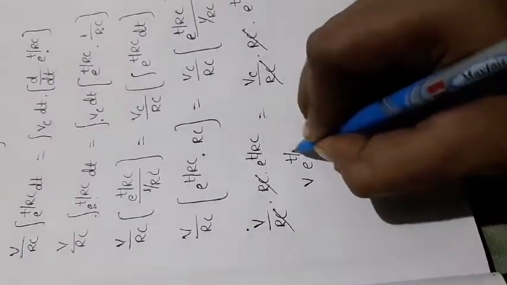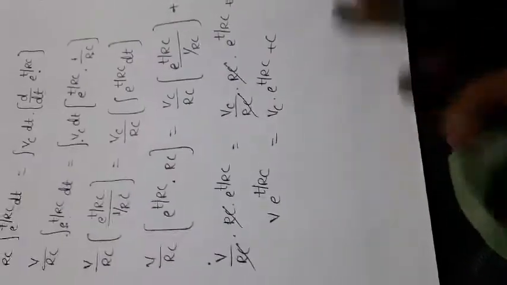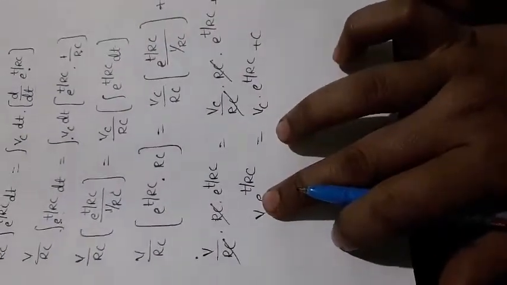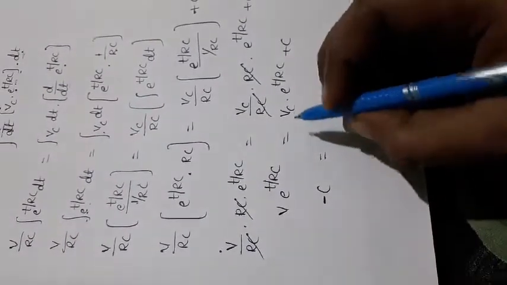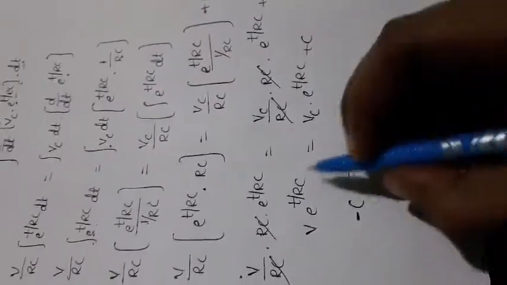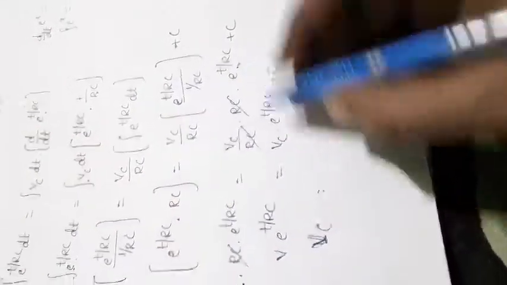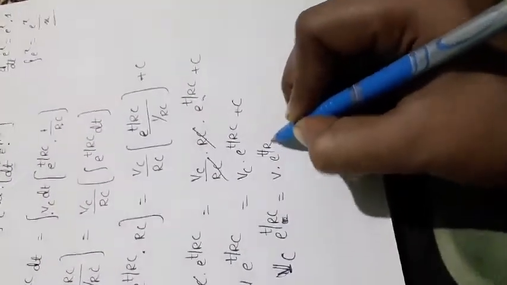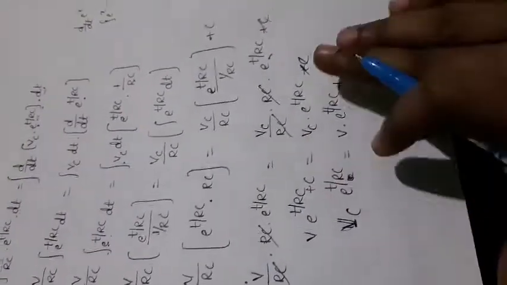Then we'll get V into e power t by Rc is equal to Vc into e power t by Rc plus C. Okay, so now this term and this term have e power t by Rc, so we'll take this term to the left side, then we'll get minus C is equal to, okay, then the equation becomes, so I will rewrite this equation as Vc into e power t by Rc is equal to V into e power t by Rc plus C. That means I can remove the minus sign from C and apply C here. Okay, no problem, you can apply the C here.